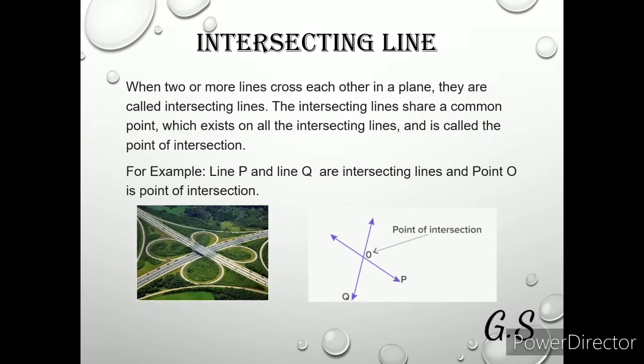Next, we'll see some different types of lines, that is intersecting lines. What are intersecting lines? When two lines cross each other, they are known as intersecting lines, and the point where they join is known as the point of intersection. So line P and line Q are intersecting, and they have one point of intersection that is marked as O.